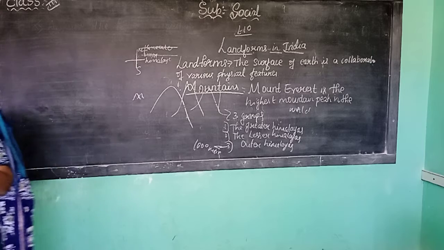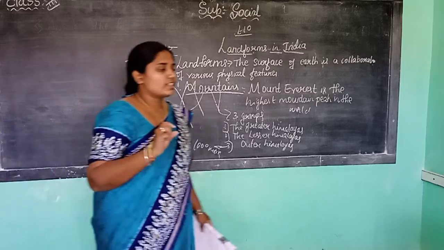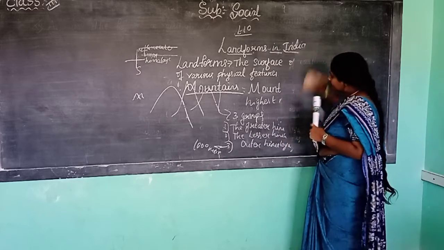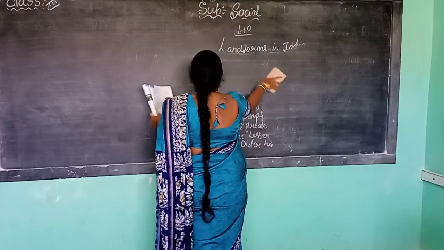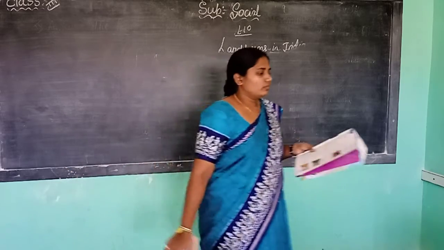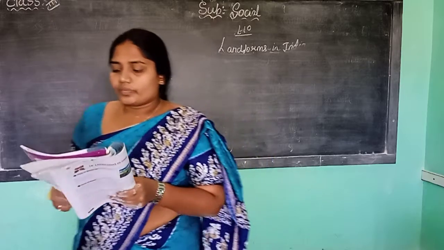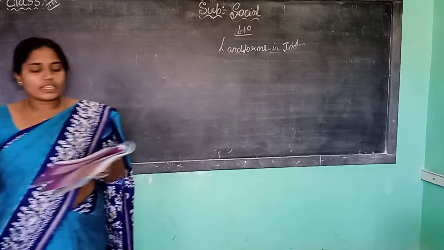Next is plateaus. What do plateaus mean? Plateaus are flat islands that are separated from the surroundings due to steep slopes. Plateaus means flat islands. So it is separated by steep slopes. They are formed by the collision of tectonic plates. They are also formed by magma action, elevation in the earth's crust. By this, plateaus are formed.